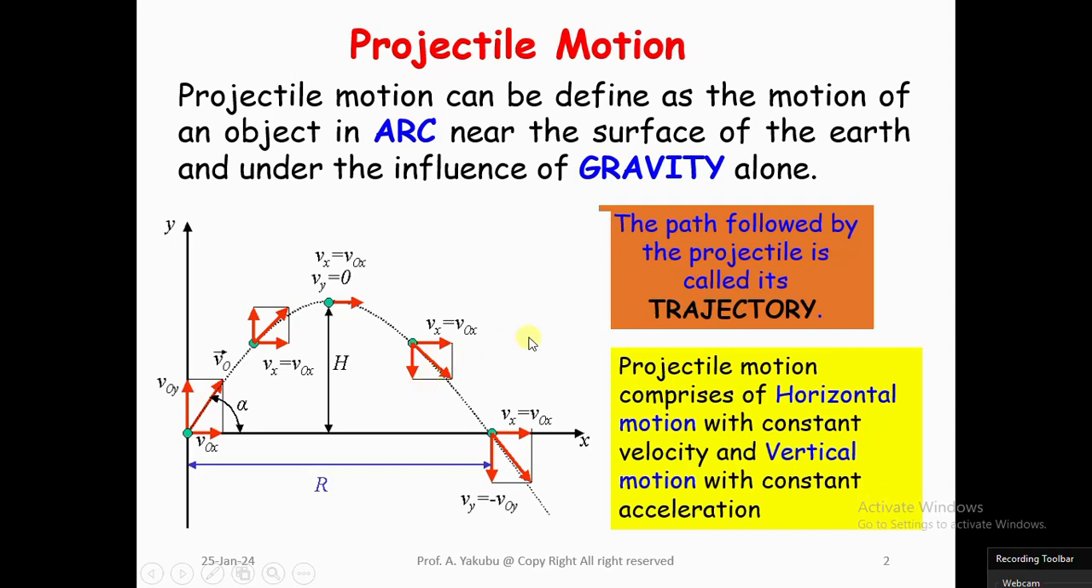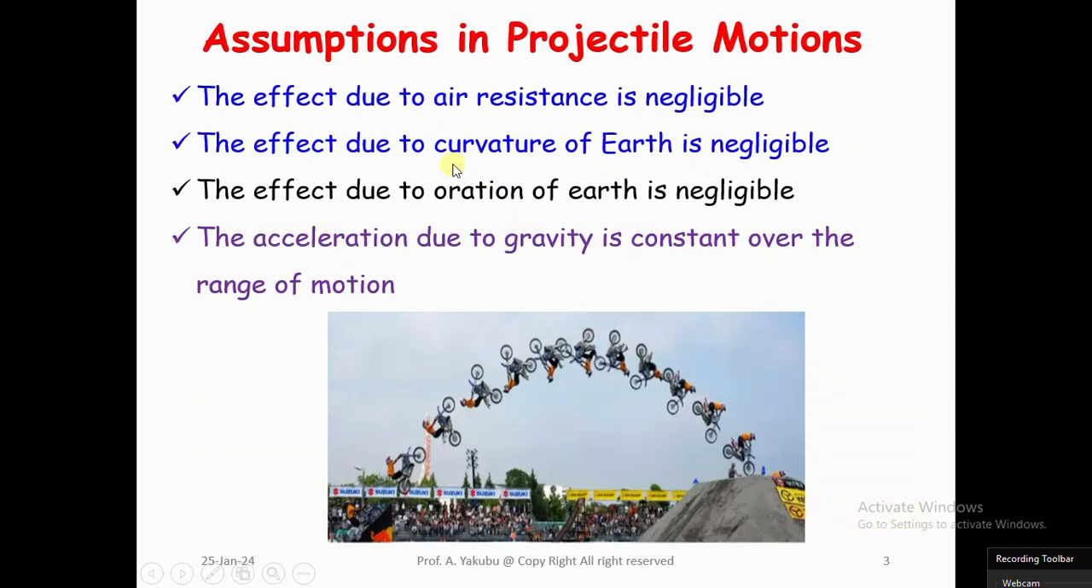So what we want to do is to prove the equations for time of flight, the height of flight, and then the range of the flight of the projection. Before doing that, we need to look at some assumptions. The assumptions in projectile motion are: one, the effect due to air resistance is negligible; the effect due to curvature of the earth is negligible; the effect due to rotation of the earth is negligible; and the acceleration due to gravity is constant over the range of motion.